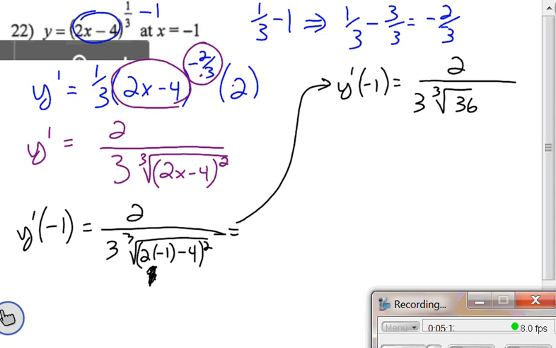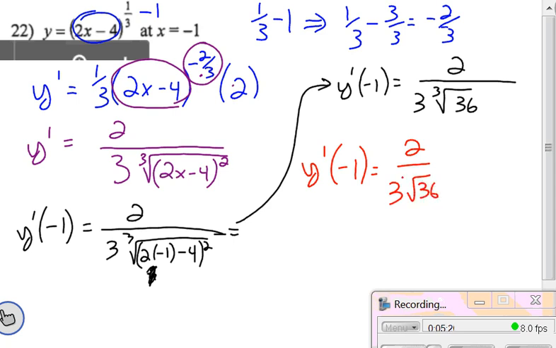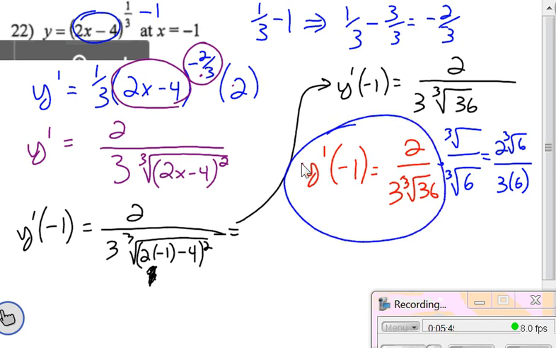If you wanted to rationalize it, which, to be honest, is probably harder than what we would put on a final, you would have to multiply by the cube root of, say, 6 I think would do it. That ends up with 2 cube root of 6 over 3 times 6, and that would be an acceptable answer too. But again, I think we could stop right here as our answer. Don't worry about this.